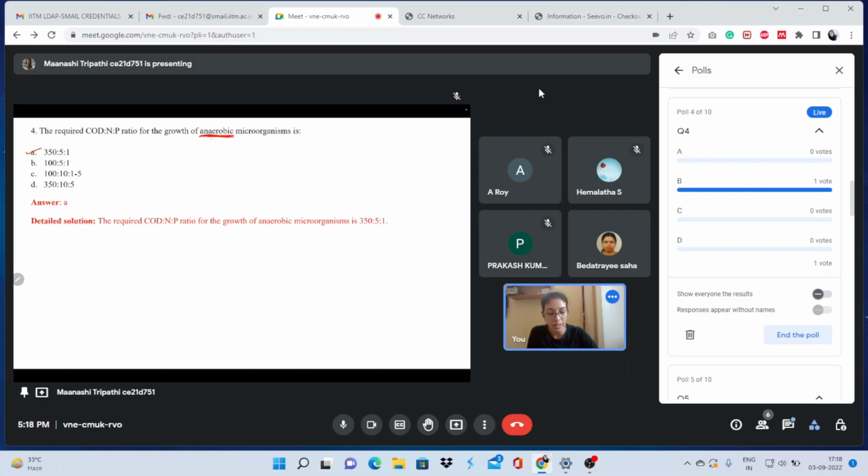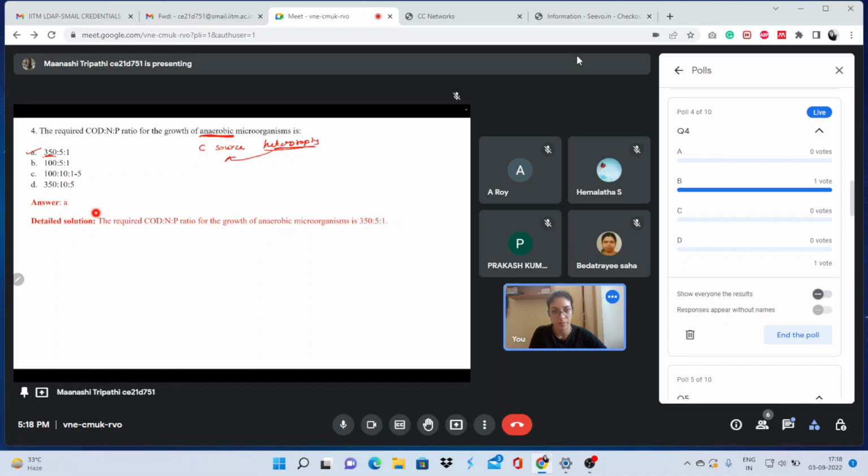See, they are anaerobic microorganisms, so they will be needing carbon source. Okay, and because they are anaerobic, they will use less amount of sunlight, so they are mostly heterotrophs. Most of the anaerobic microorganisms are heterotrophs, and heterotrophs require high amount of carbon. That is why COD should be high. Okay, that thing is very important. You should remember this.